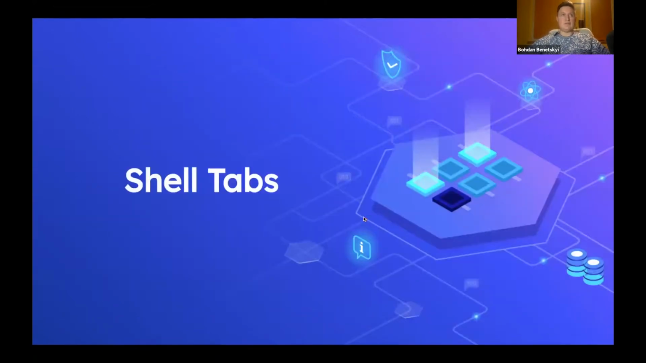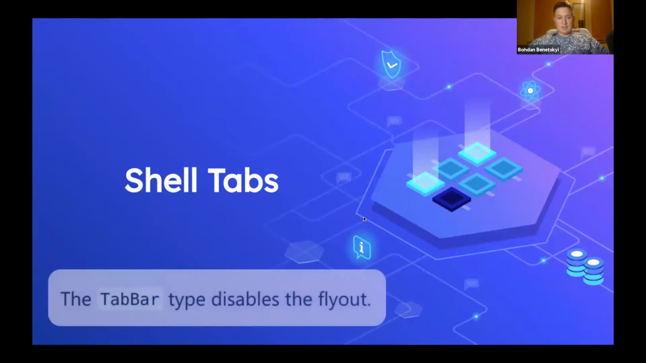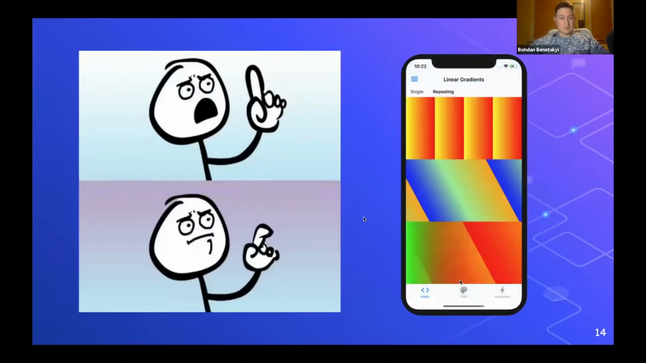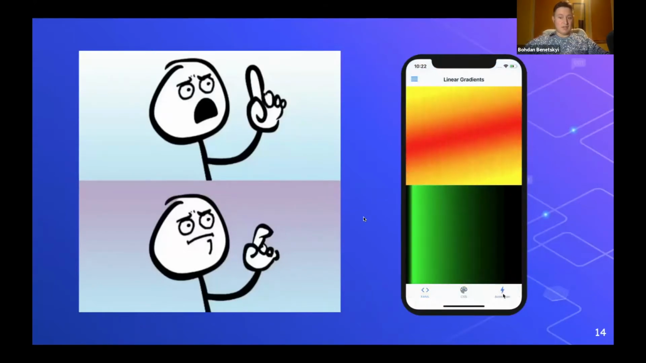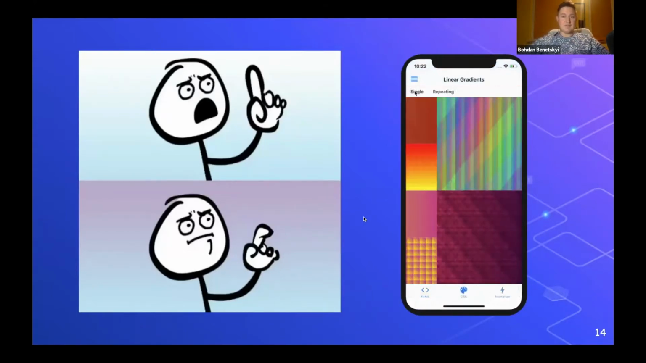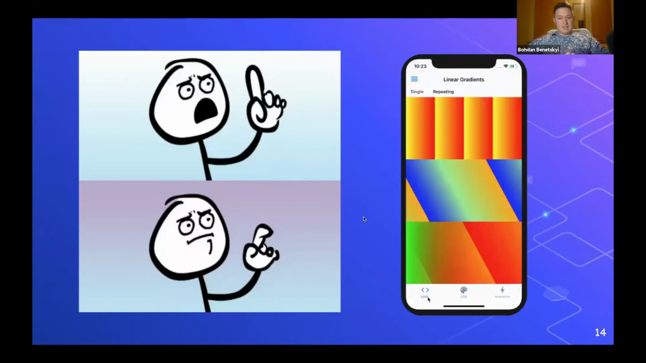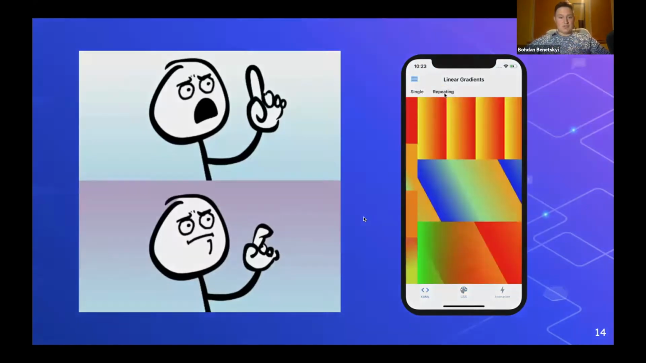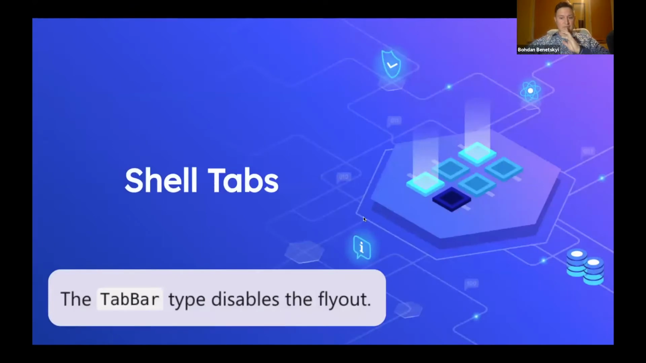And at first, I would like to tell you about Shell tabs. Just interesting information: the tab bar in Shell disables flyouts. And while you are thinking and reminding yourself of my previous example, where I combined tabs and the flyouts, I will tell you everything about that in the flyout menu. Right now, we're just focusing on a tab bar, and one more time, a tab bar disables a flyout.